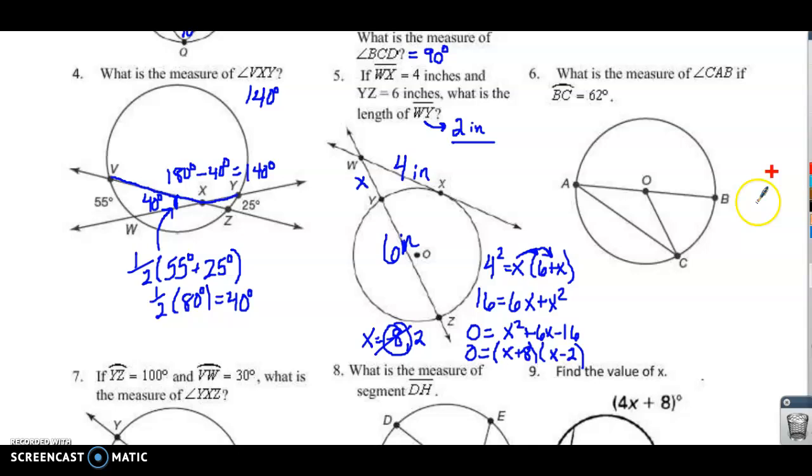Number 6, what's the measure of angle CAB if we know arc BC measures 62 degrees? Well, this measures 62 degrees, and we're looking for angle CAB. That's an inscribed angle. Just to trace that for you, that's this angle right here. It's inscribed, so we know that this angle must be half its intercepted arc. We take half of 62 degrees, and the measure we get is 31. So what's the measure of angle CAB? It's going to be 31 degrees.